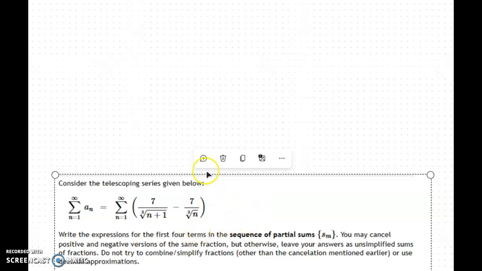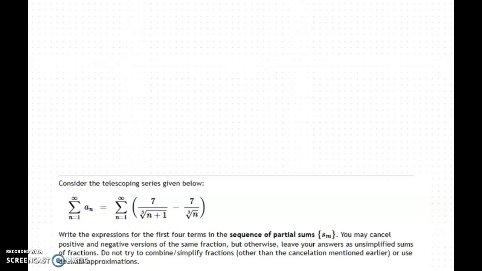So this question comes from section 5.2. It's question number 8. And it says that you have a telescoping series given below. It says to write the expressions for the first 4 terms of the sequence of partial sums, s sub m, and to leave your answers in unsimplified sums of fractions.